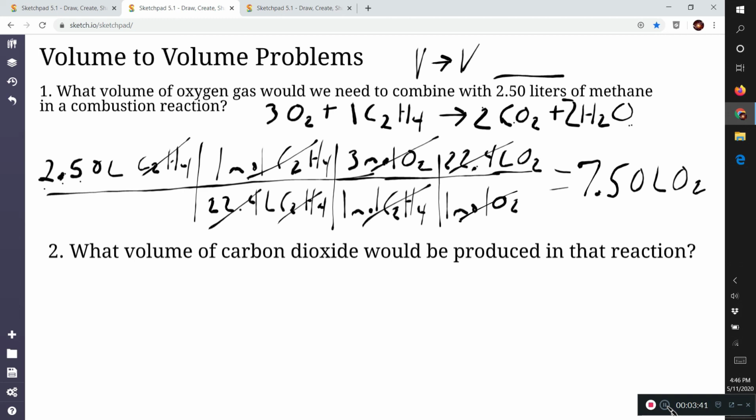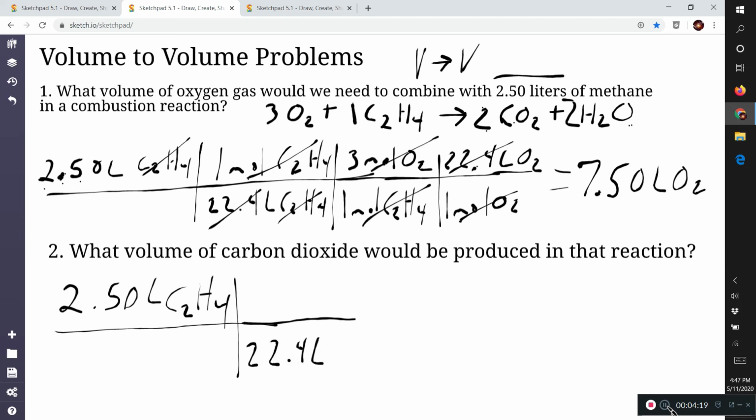So let's do this next problem both ways real quick. So I'm going to start with the shortcut. What volume of carbon dioxide would be produced in that reaction? So we're going to start with 2.5 liters of methane, 2.50 liters of methane. And according to my ratios here, I theoretically should just be able to multiply that. Let's see. Carbon dioxide, there's 2 carbon dioxide for every 1 methane. So I should be able to double it. I should get 5.00 as my shortcut. But let's go through the process.